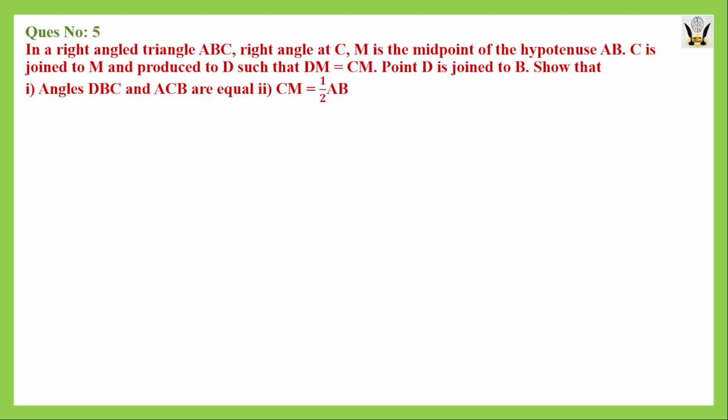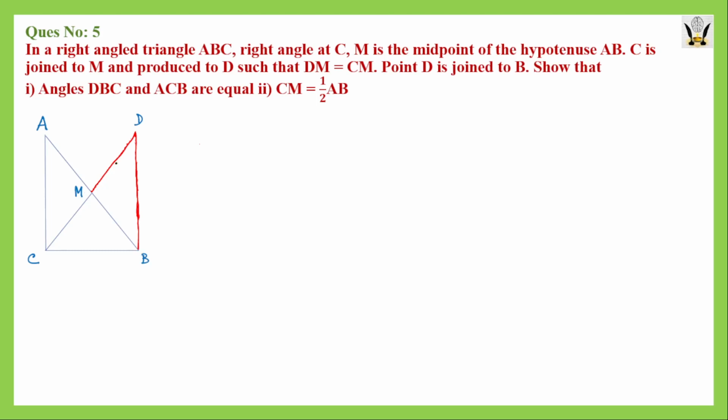Now the next sum. Here we have been given a right angle triangle ABC, right angled at C. So this is the triangle, and M is the midpoint of the hypotenuse AB. So this is the complete figure, where ABC is the right angle triangle with C as the right angle, and M is the midpoint of the hypotenuse AB.